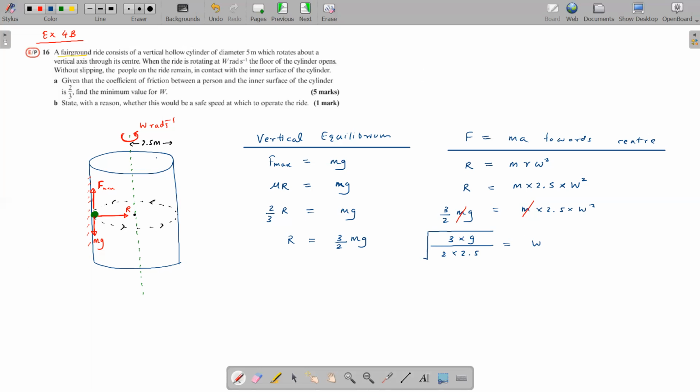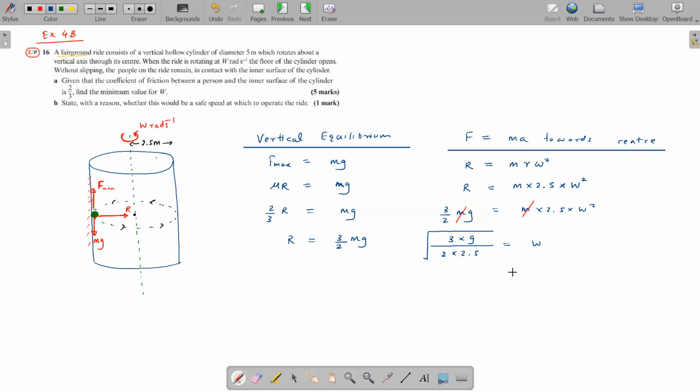Let's get the answer. You can simplify this and just recall that g is 9.8. If you input g as 9.8 and give the value of W, you should give it to 2SF or 3SF. Sometimes in exams they might ask for an exact answer, and then the exact answer should be given in terms of g. So if you're going for an exact answer, you type 3 over 2 times 2.5.